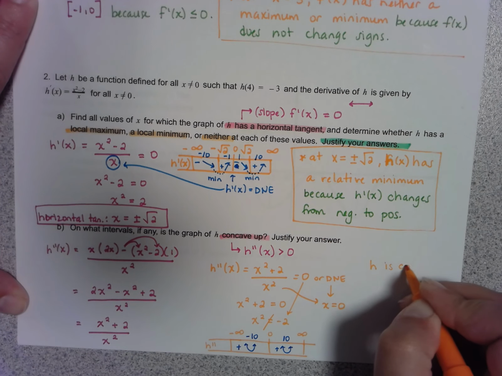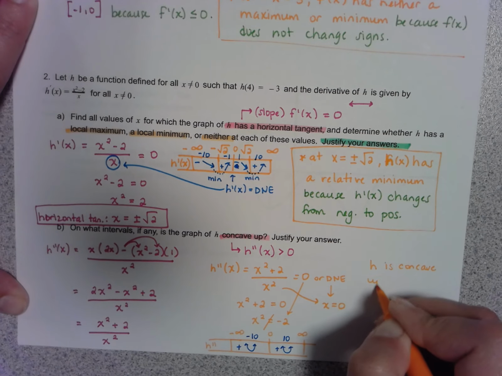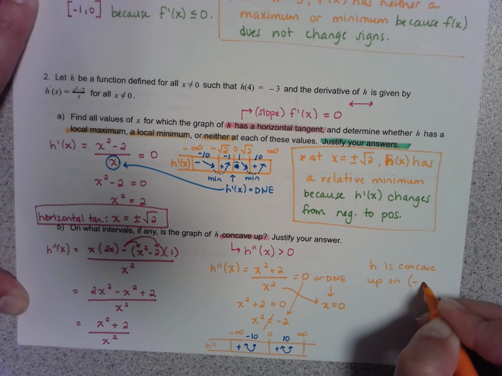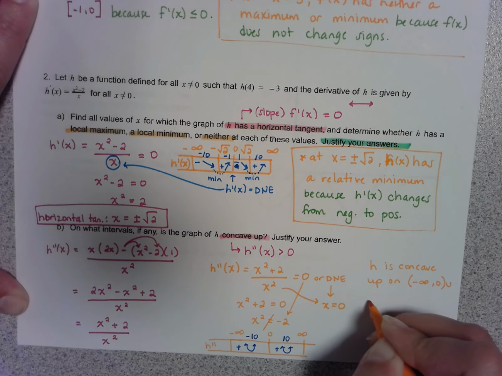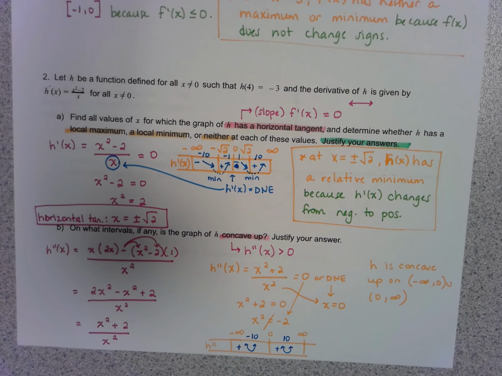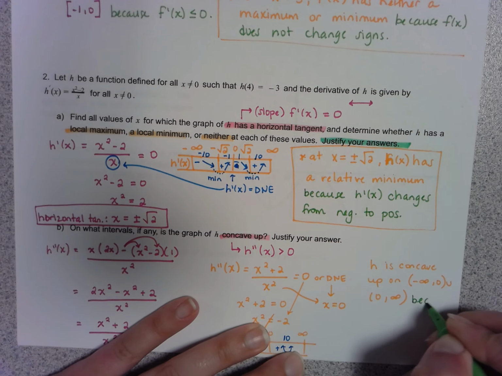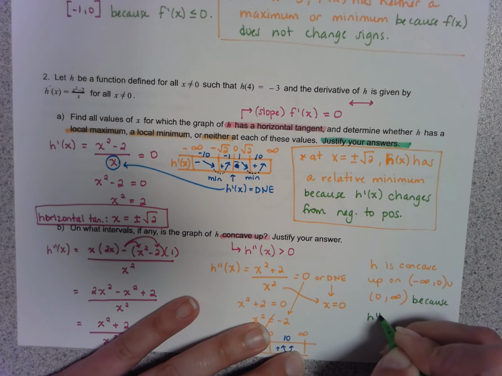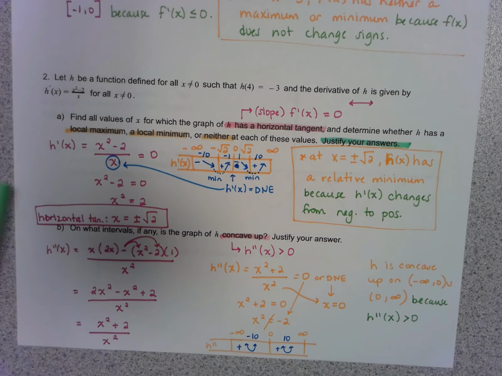h is concave up on negative infinity to 0 and 0 to infinity. And you might be wondering, why don't I just make that negative infinity to infinity? The reason is because the second derivative is undefined at 0, so I can't include 0. I need to break it up and make two separate intervals. You also might be wondering why I'm using parentheses this time, and it's because the definition of concavity is always a greater than or a less than, and not including the equal to. And I would say because h double prime of x is greater than 0.